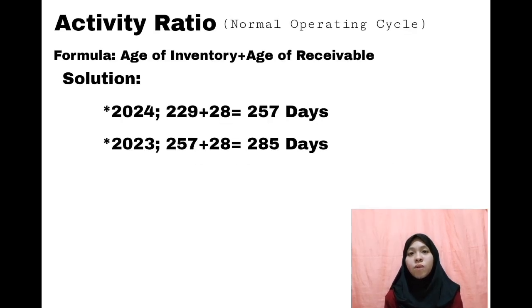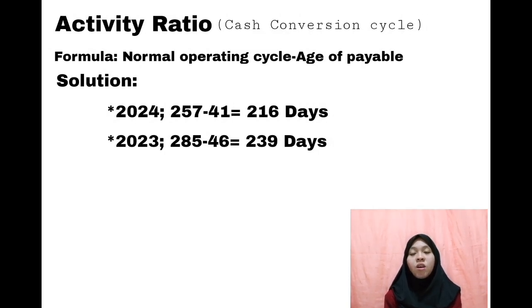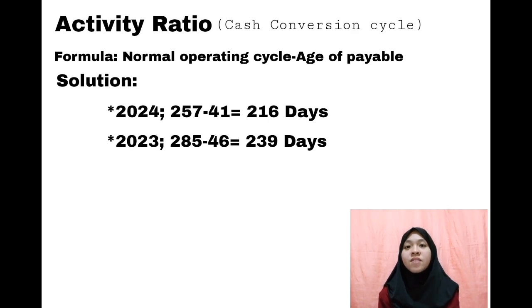Del Monte's normal operating cycle decreased to 257 days in 2024 compared to 285 days in 2023, suggesting that the company was converting its inventory into receivables more quickly. The cash conversion cycle also improved to 216 days in 2024 compared to 239 days in 2023, indicating that Del Monte was converting its investment into cash faster.